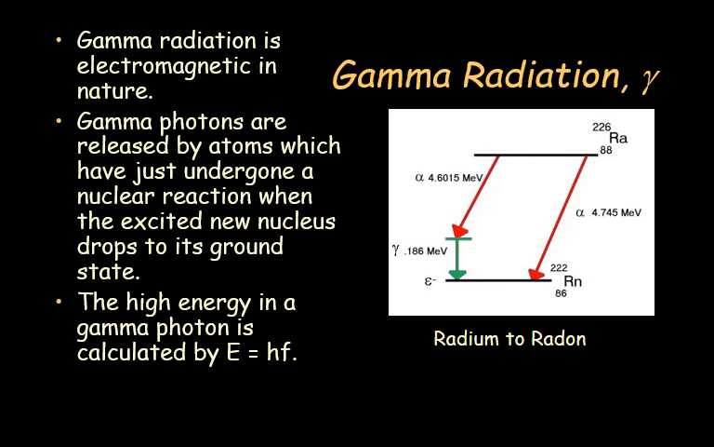So again, I keep getting radon and radium mixed up. That's right, this is radium to radon here, and the radium shoots out an alpha particle, and then it's in an excited state, and then it shoots out a gamma ray and goes back down.